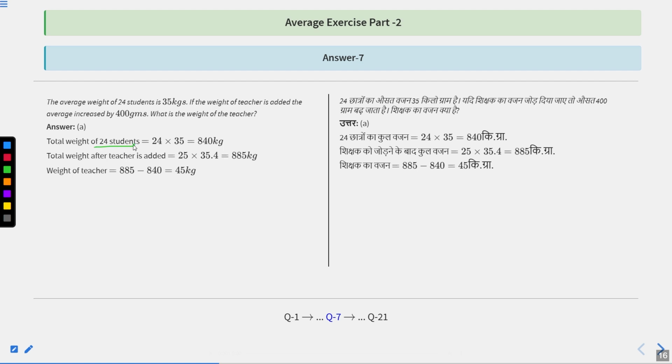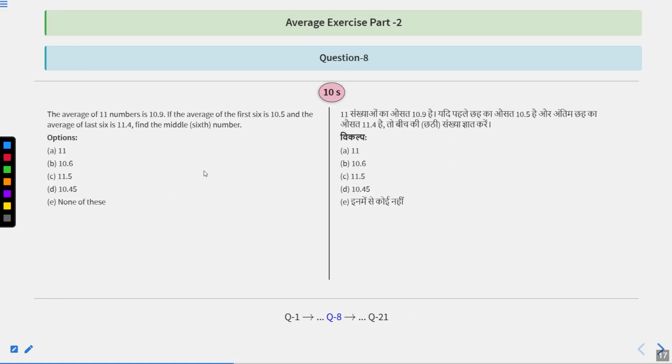The total weight of 24 students, when we calculate it by multiplying the average, 24 into 35, becomes 840 kg. The total weight after the teacher is added: the new average is 35.4, so when we multiply 25 with 35.4, it becomes 885 kg. So what will be the weight of the teacher? 885 minus 840, which is 45 kg, is the correct answer.